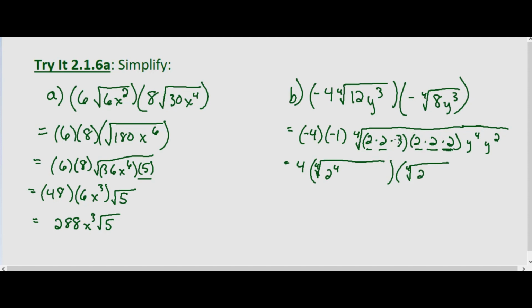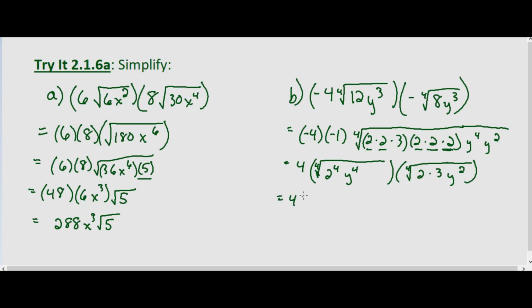So we've taken care of that one. Now we have a 3 under here still, but there's no perfect quadruple. So we're left with 2 times 3. The fourth root of y to the fourth, so we have y to the fourth underneath the fourth root, and we're left with y squared.